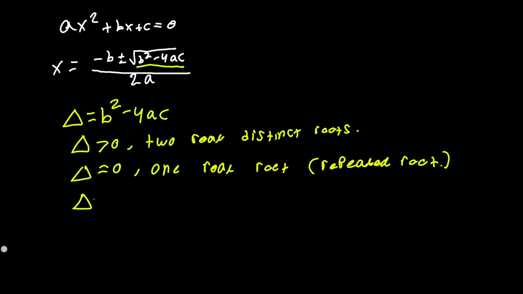And finally, if our discriminant is less than 0, then there are two complex conjugate roots.